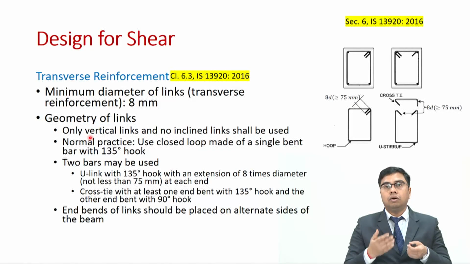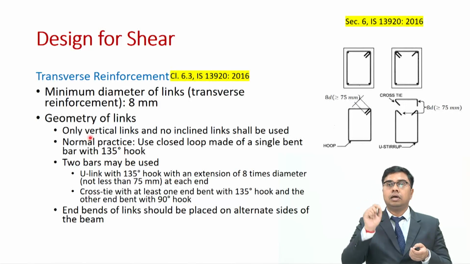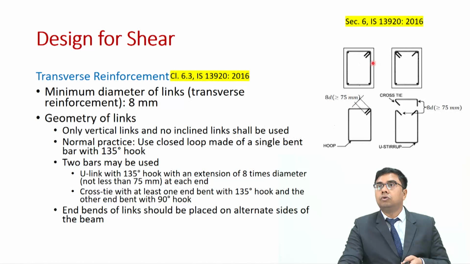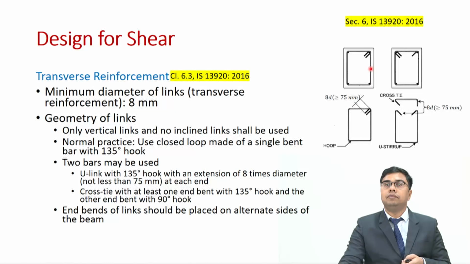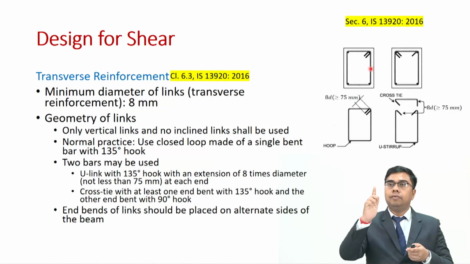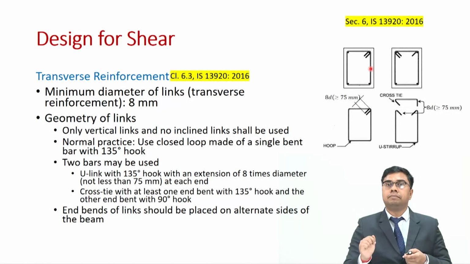Okay, but you can also use two bars. In that case, you shall be using a U-link and another will be a cross tie. I have shown it over here. So, if you see, on the left side, these are for a single bar which is bent in a closed rectangle with 135-degree hook over here. By 135 degree we mean that the bar will be bent by 135 degree.